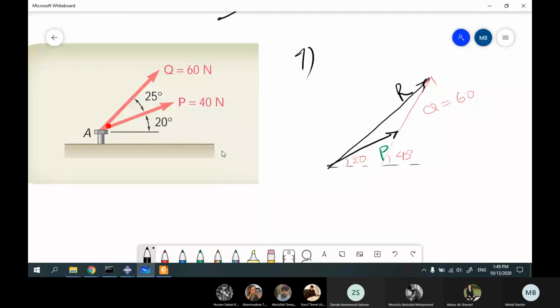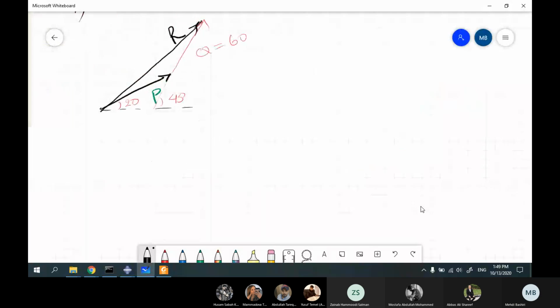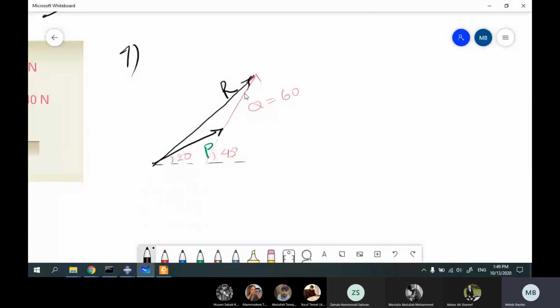So far, we found the approximate direction and the approximate magnitude or length of this R. But it's not enough. If I ask you, for example, in your exam to find the summation, you should give me what? The magnitude and the direction. So right now we can use the triangle method, and when we are using the triangle method, we can use the sine rule or cosine rule. How?